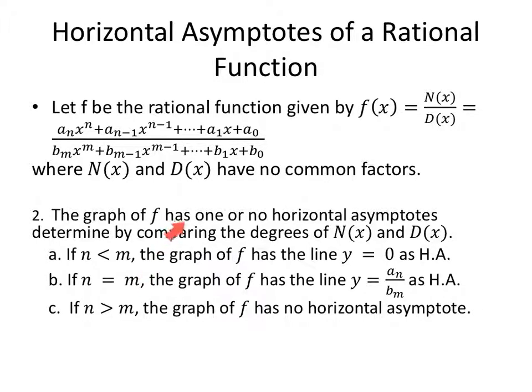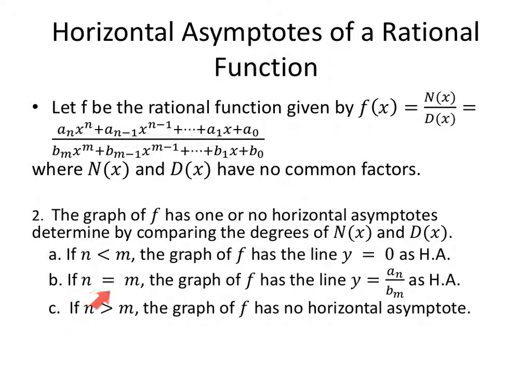The graph of f has one or no horizontal asymptotes, determined by comparing the degrees of the numerator and denominator. If the degree of the numerator, n, is less than the degree of the denominator, m, the graph of f has the line y equals 0 as a horizontal asymptote. For now, memorize it. If you want to know why, check out my lecture on infinite limits, or limits at infinity, from the Calculus series, Math 1411 if you're looking for it in the UTEP numbering system.